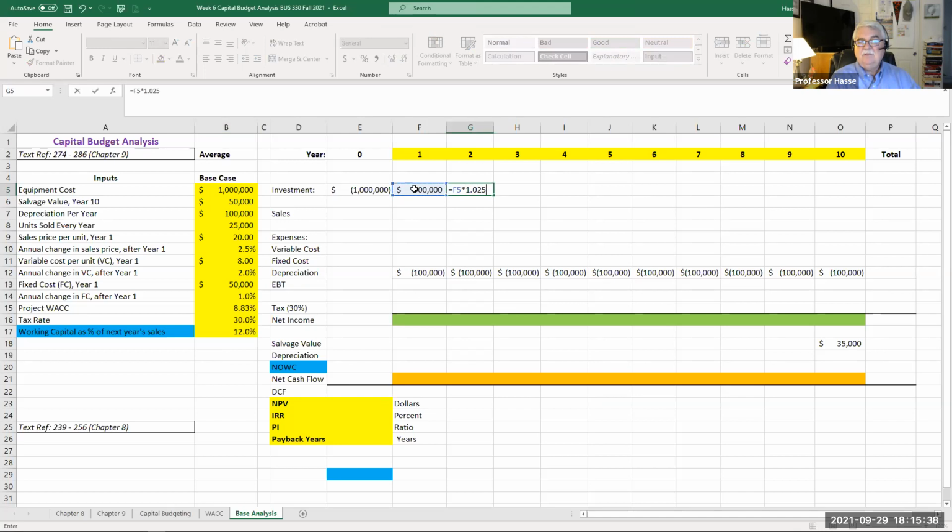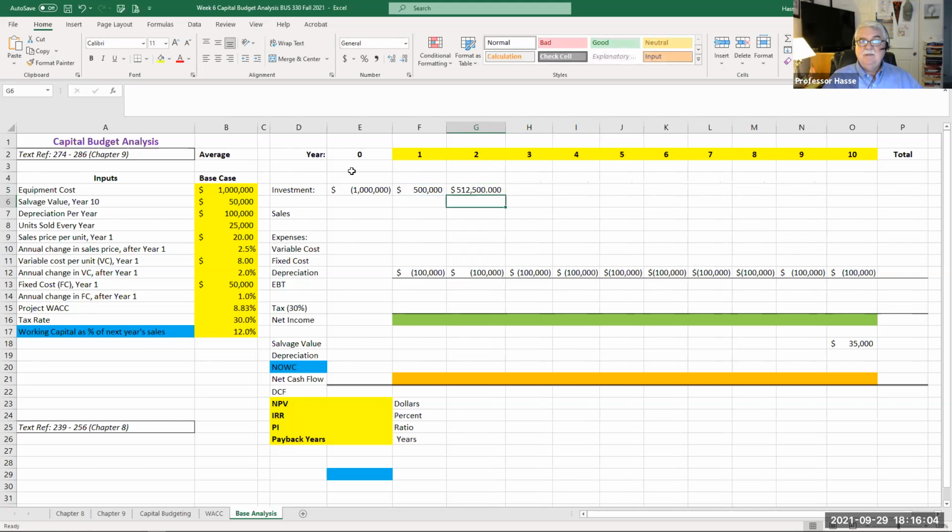Hey, Mr. Hassey, I thought you said it was 2.5%. Well, it is. What's 0.025 in a decimal? 2.5%. So we're increasing the whole 1 by 2.5%. So I'm going to take $500,000 and inflate it by my annual change in selling price every year by 2.5%. Oops, I think I put in the wrong number.